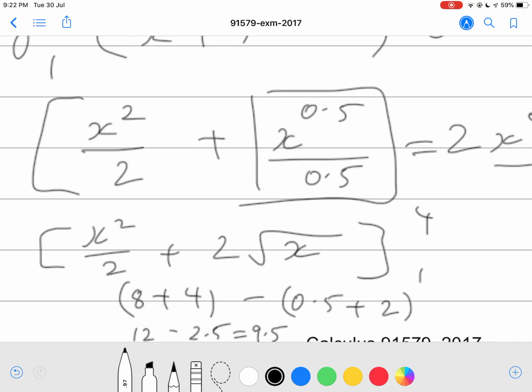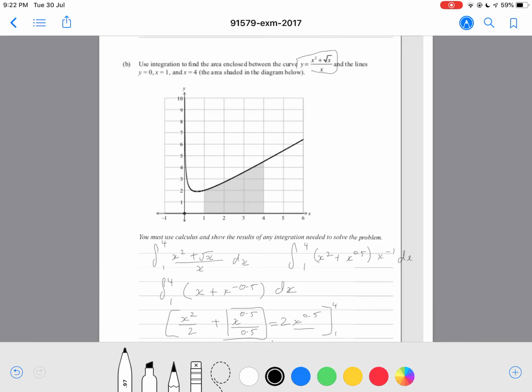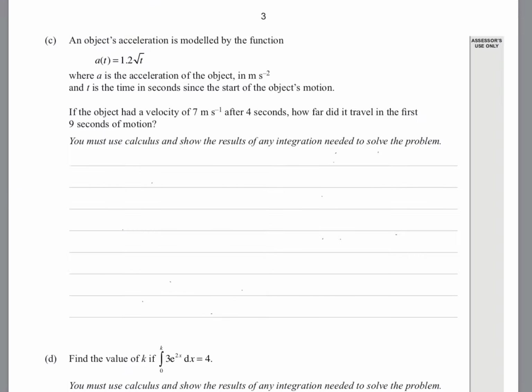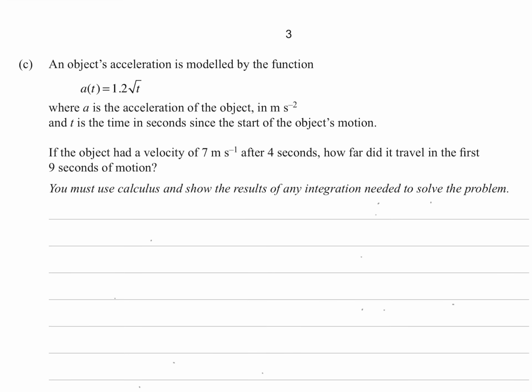And don't forget the unit, you can just say it's unit squared. And that should be your final answer, 9.5 units squared. And that will actually give you an achieved grade. It's a cheap question there. Yeah, achieved.